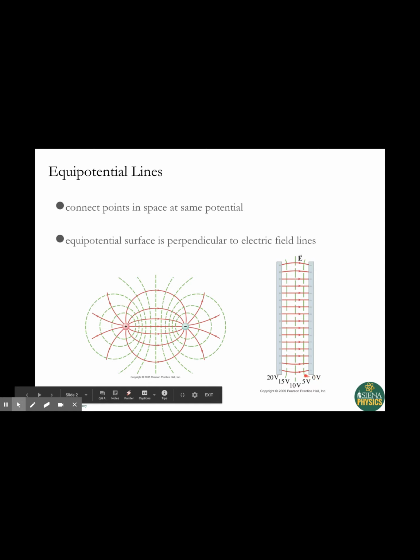So it's changing by 5 volts, and it looks like the spacing is equal. So I'm having a linear change in potential as I go from negative to positive, and just notice my electric field lines are pointing from positive to negative.